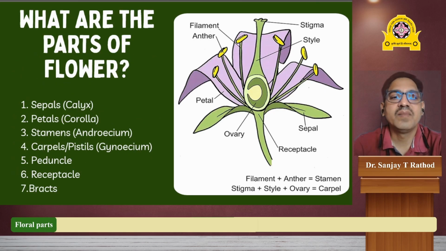Next is what are the different parts of the flower. You might have heard the different components of the flower. Why are we learning these parts of the flower? As a student of plant breeding or the sciences, you must understand what the flower contains. Sepals, petals, stamens, carpels, peduncle, receptacle, and bracts. Let's discuss one by one.